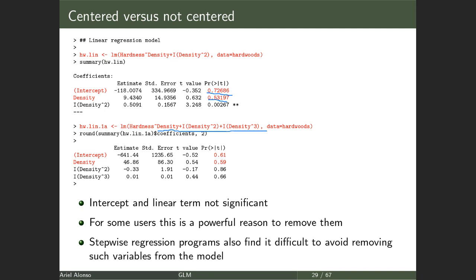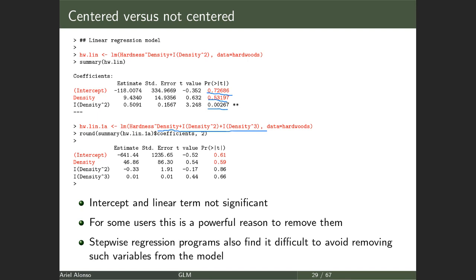Some users will claim that this is a powerful reason to remove them from the model. So I don't have a significant intercept. I don't have a significant linear term in density. I do have a highly significant term for the quadratic term. So I can just use a regression through the origin. I can just delete the intercept and the density. We know that that goes against the principle of marginality. We have more than once argued against that. But an average user, somebody that doesn't have a very deep insight in all these things, may find this a good reason to remove them.